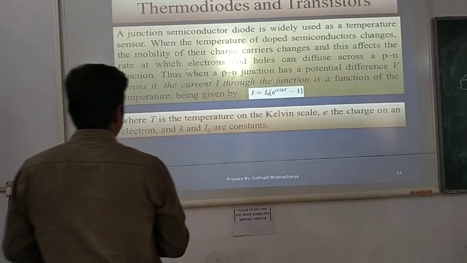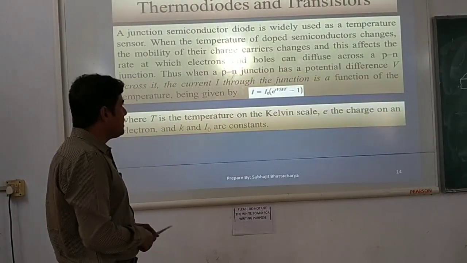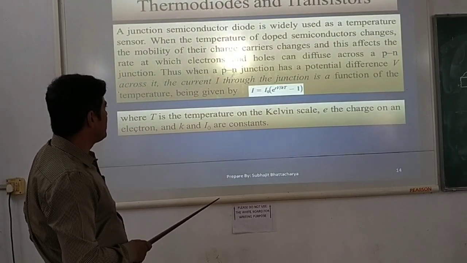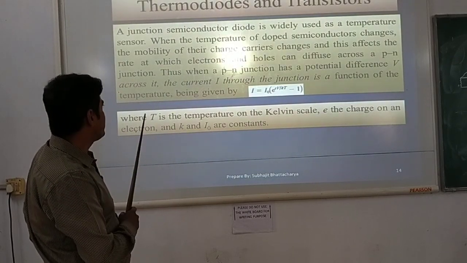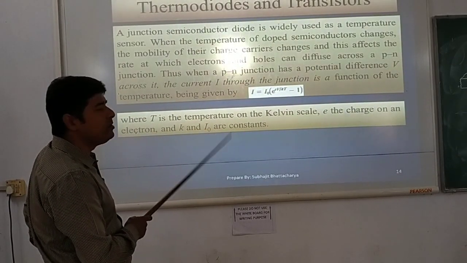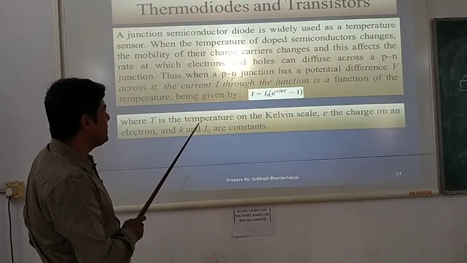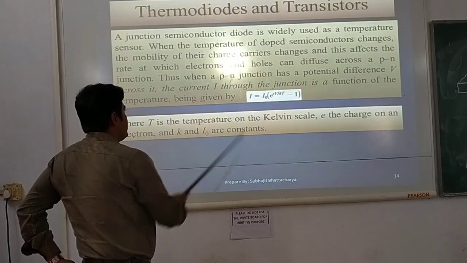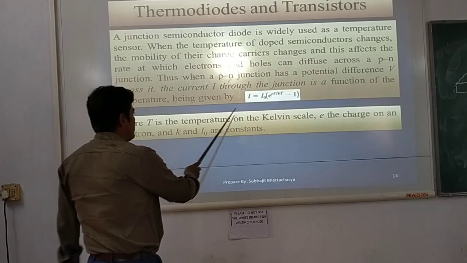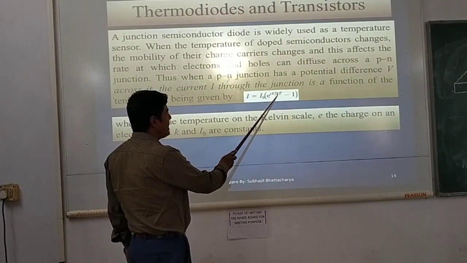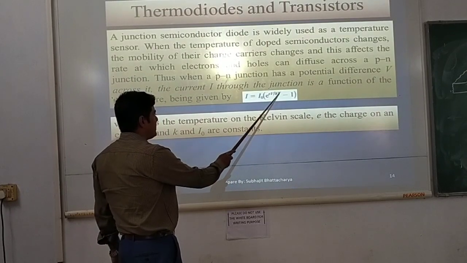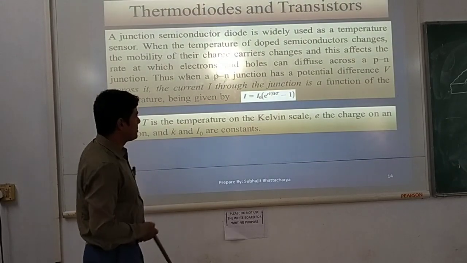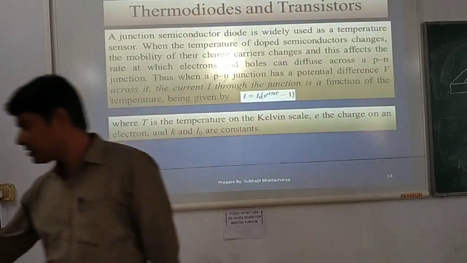Now, thermodiodes and transistors. A junction semiconductor diode is widely used as a temperature sensor. When the temperature of a doped semiconductor changes, the mobility of the charge carriers changes, and this affects the rate at which electrons and holes can diffuse across the p-n junction. Thus, when a p-n junction has a potential difference V across it, the current I through the junction is a function of the temperature. So I = I0(e^(eV/kT) - 1), where T is the temperature on the Kelvin scale, e is the charge, and k and I0 are constants. k is the Boltzmann constant.